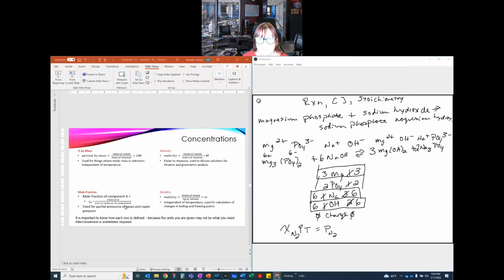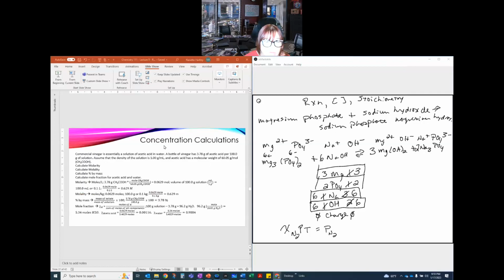Now, should you be able to convert between any of these? Yes, you should. That is an exercise you should be able to do, and that's based on these definitions. So mass of solute over mass of solution, moles of solute over liters of solution, moles of solute over kilograms of solvent, and moles of A over the sum of all the moles. You should be able to convert in between them. We should be able to get any of the numbers that we need.